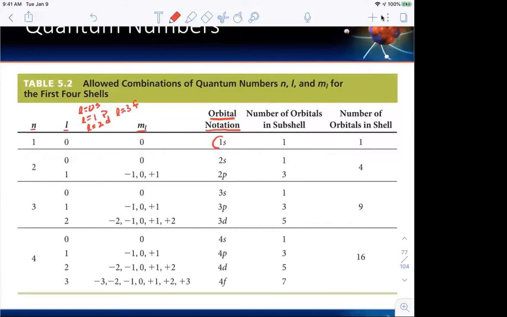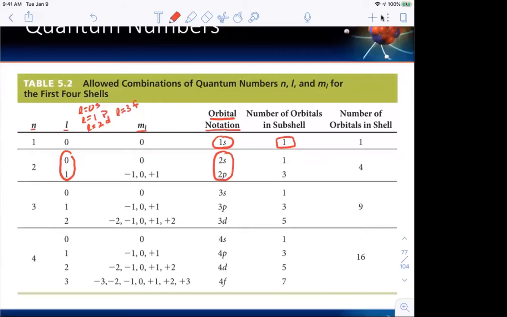My orbital notation is going to lead with a principal quantum number, and then based on the l, I'm going to write the letter. In my first shell, the only thing I have is an s subshell. So that's going to be a 1s orbital in the first shell. When I go to shell 2, energy level 2, I have two possibilities. I could have 0 and 1. So I actually have s and p. That's in the second shell. So I have 2s orbitals and 2p orbitals.